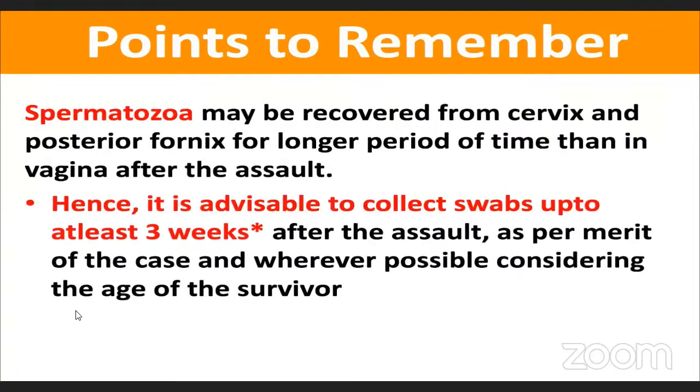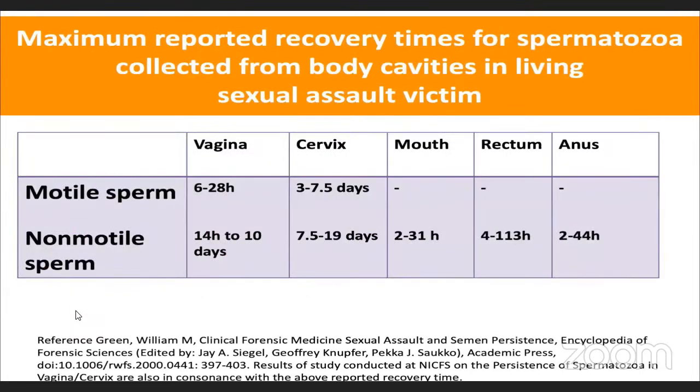Another point on spermatozoa. Spermatozoa may be recovered from cervix and posterior fornix for a longer period of time than in vagina after the assault. Hence, it is advisable to collect swabs up to at least 3 weeks after the assault, as per merit of the case and whether possible considering the age of survivor. This table clearly presents that the motile sperms can be seen up to 7 to 8 days, while non-motile sperms can be seen in vagina up to 10 days and in the cervix up to 19 days.